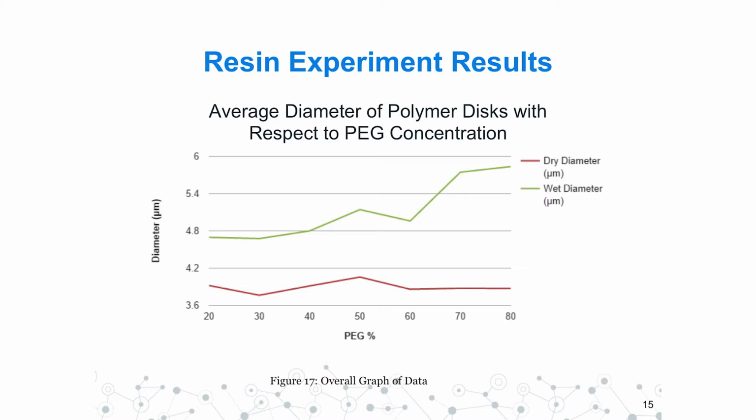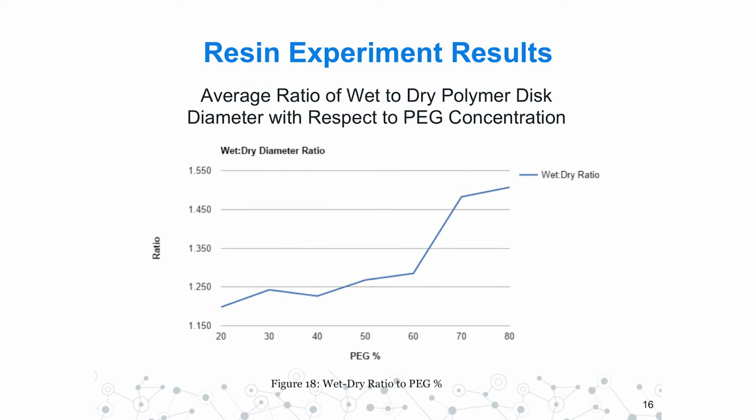We further analyzed this data into a couple of graphs. This one shows the dry diameter and the wet diameter. The dry diameter, as you can see, remains about constant as PEG percentage increases, while the wet diameter increases as PEG percentage goes up. And to put it even more simply, we graphed the swelling ratio against PEG percentage, and again, there's a very clear increase.